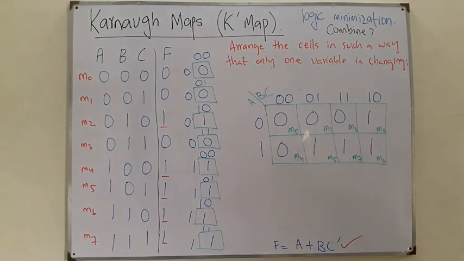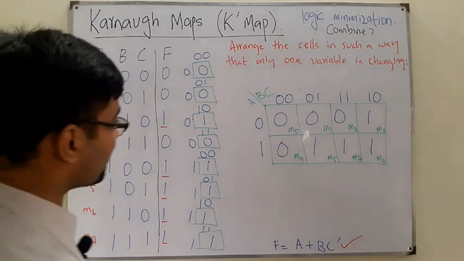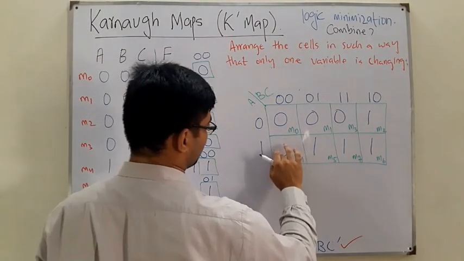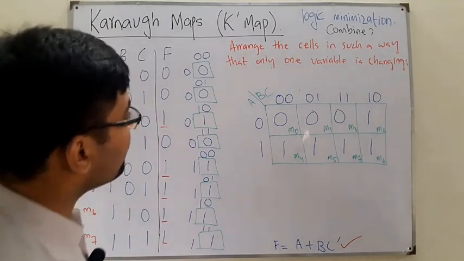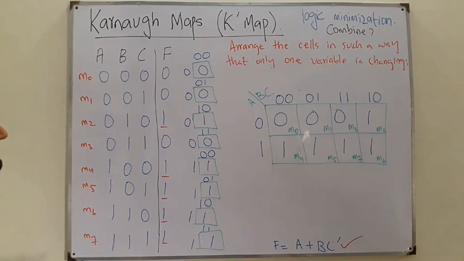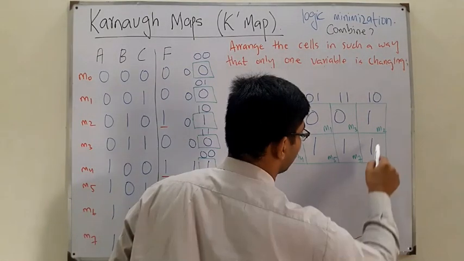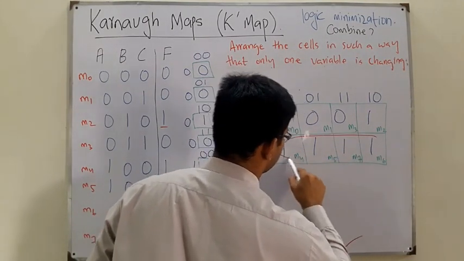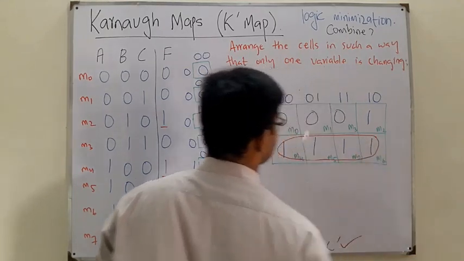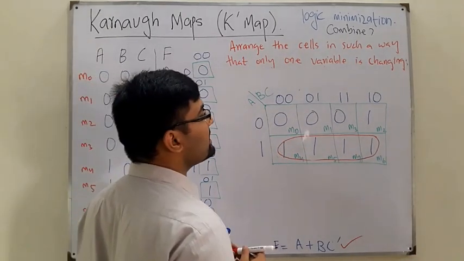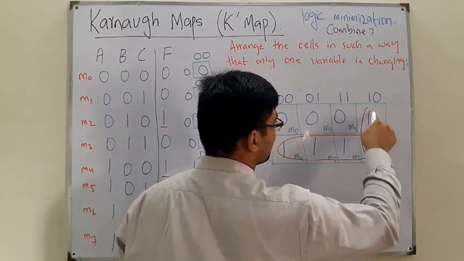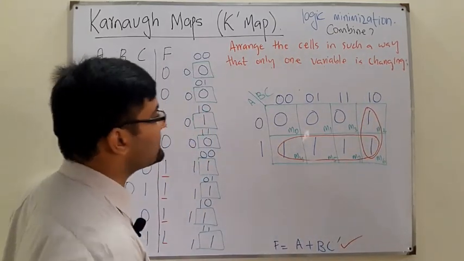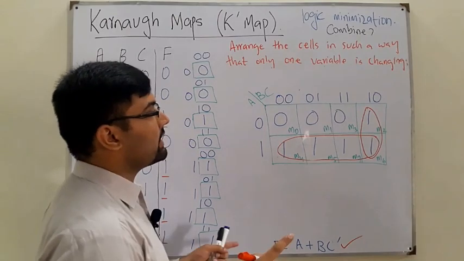So how do we group it? M4 is 1, okay? This is wrong. So now look for a group of 8 ones. So 8 is not possible. Group of 4 ones. So this is the group of 4 ones. All right. And then this other one remains. So this one cannot be paired to any other one. So we pair it with this one. All right. And from this, I remember a property that a single one can be paired more than once.